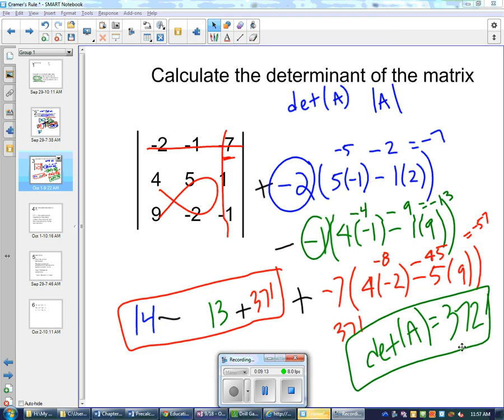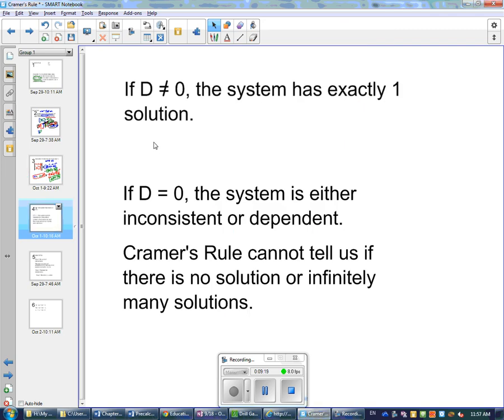The number's not really meaningful to us yet. There is some significance there. It's not 0. So as long as it's not 0, your system has one solution. So we can tell right away that this system will have a solution. If you get 0 as your determinant, that tells you that your system is either inconsistent or dependent. So you have no idea if it has no solutions or infinitely many solutions, and there's no way to tell.